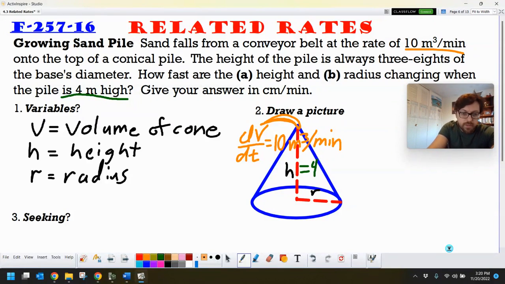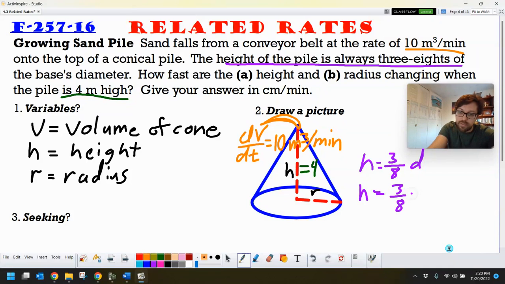Great. And then there's one more sneaky thing they've got. The height of the pile is always 3/8 of the base's diameter. So we know height equals 3/8 times our diameter. And I don't really want to have diameter and radius, so I'm going to swap diameter out. Diameter is 2 radii. So my height is 3/8 times 2r. So my height is always 3/4 of whatever my radius is.